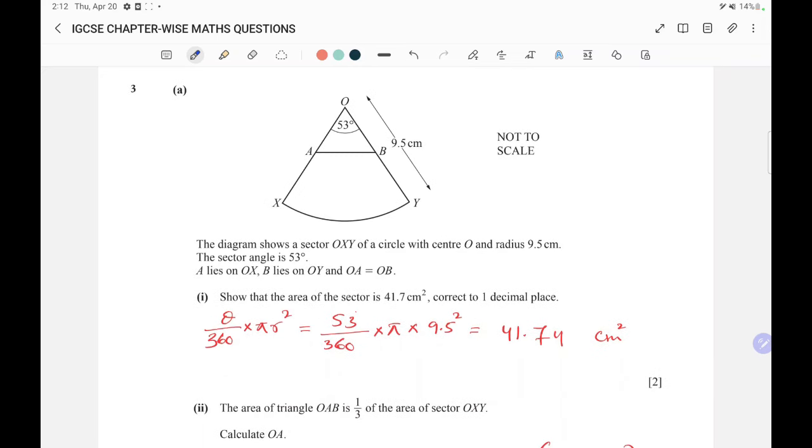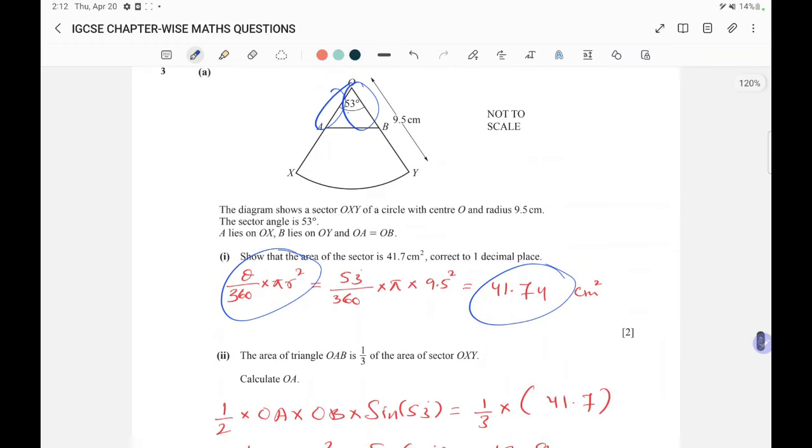Question 3 says the diagram shows a sector OXY of the circle, center O and radius 9.5. Sector angle is 53 and B lies on OY, where OA equals OB. Show that the area of the sector... So area of the sector, we know that theta over 360 times pi r squared. Theta is already given, 53 over 360 pi. Radius is 9.5. Just calculate, you will get the answer.